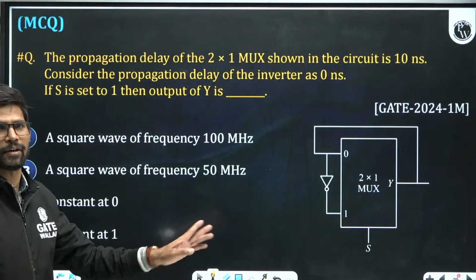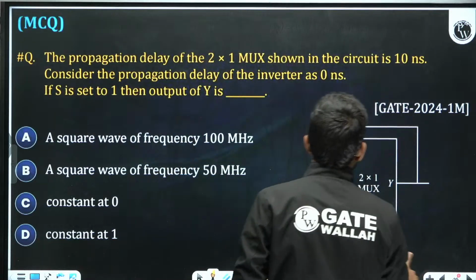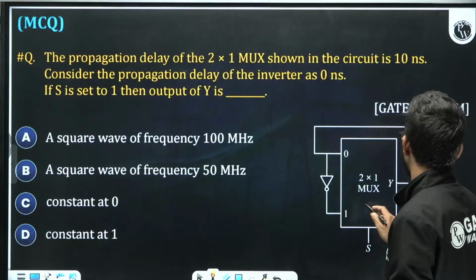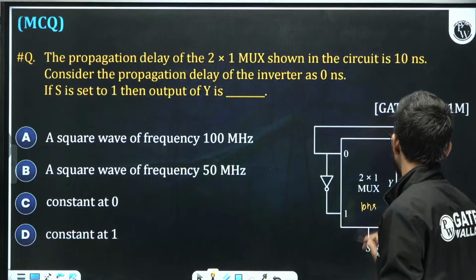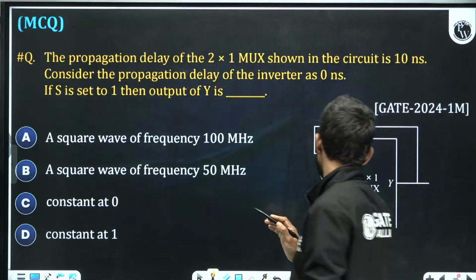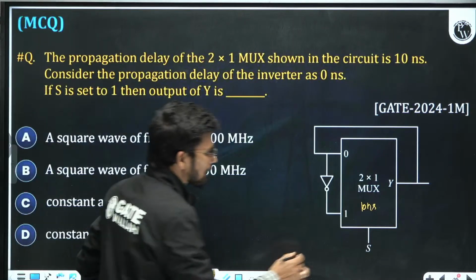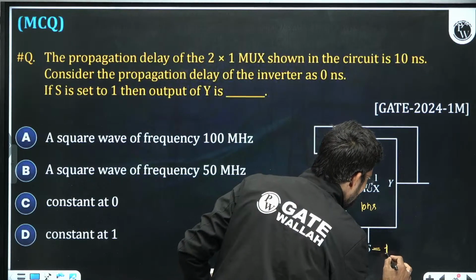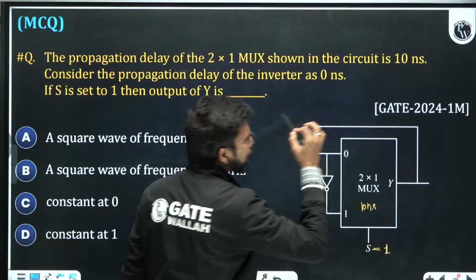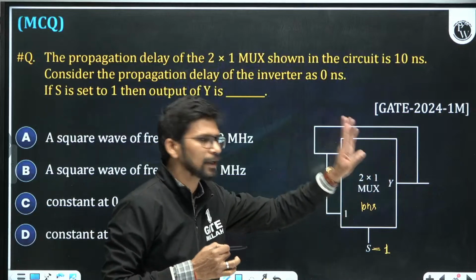Now what is the answer of this question? This is the last question for today's class. This mux has a delay of 10 nanosecond, and this NOT gate has 0 delay. At the output, S is permanently at 1. If S is permanently at 1, that means you are selecting I1 and sending it to the output.